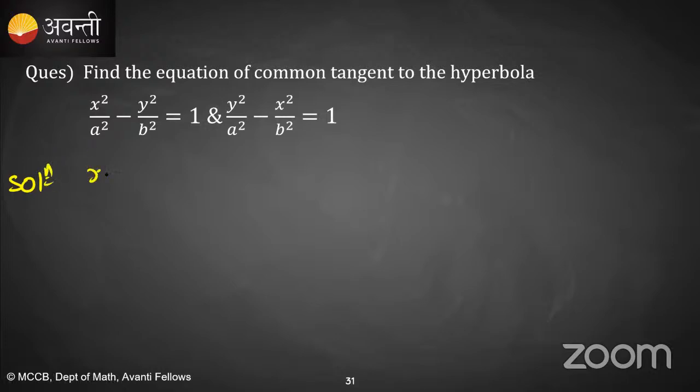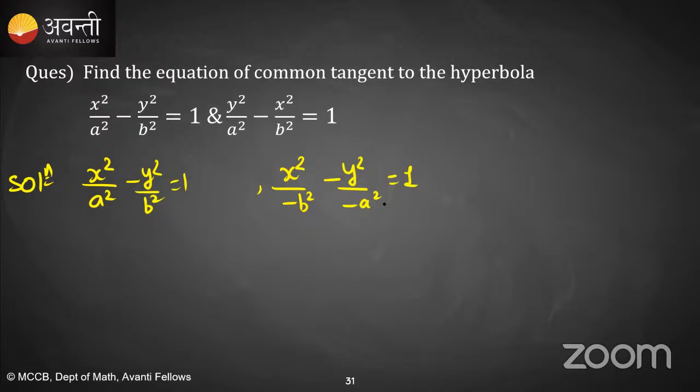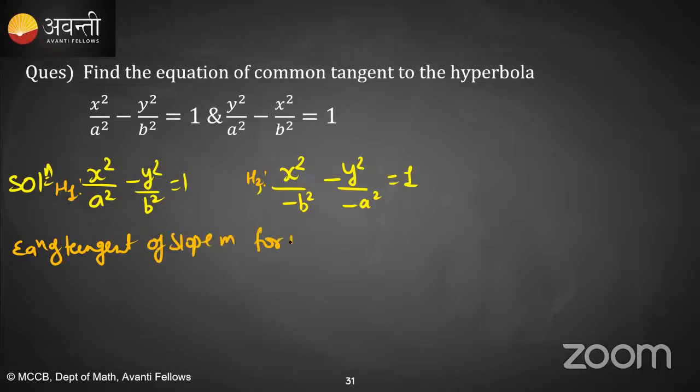First, one hyperbola: x square upon a square minus y square upon b square is equal to 1. Second, let's write the hyperbola properly. This is written as x square upon minus b square minus y square upon minus a square is equal to 1. Clear? Equation of the tangent of slope m. Let's call this hyperbola 1 and this hyperbola 2. Equation of tangent of slope m for h1 is y is equal to mx plus minus under root a square m square minus b square. Yes or no? This is it, right?